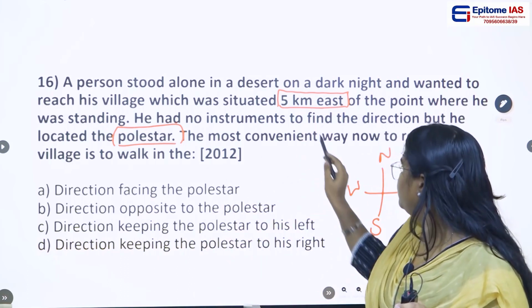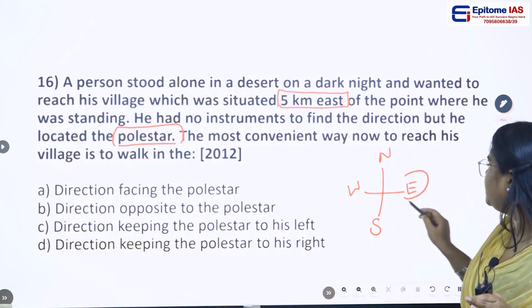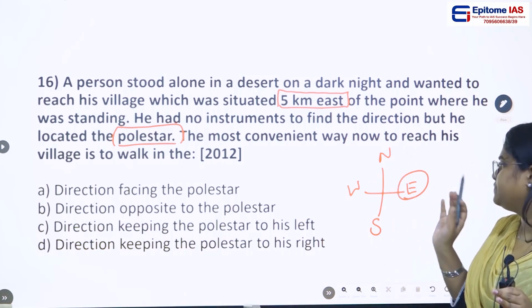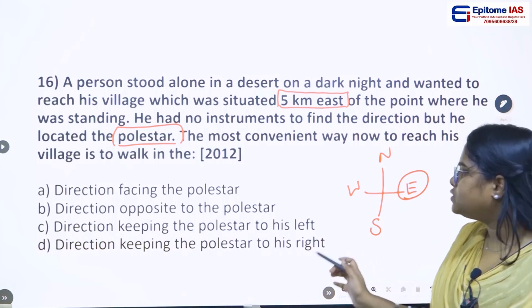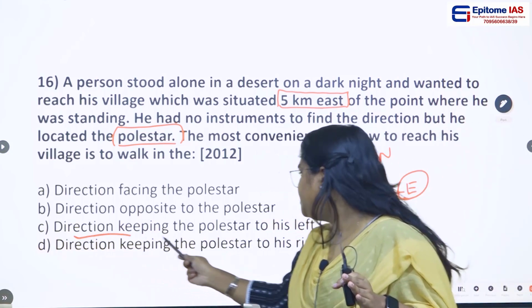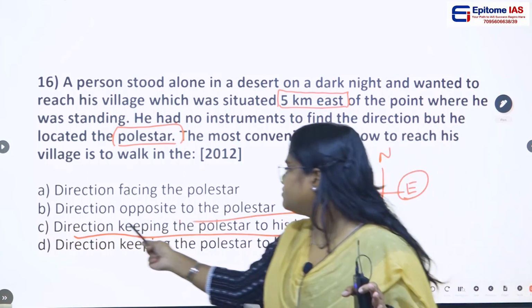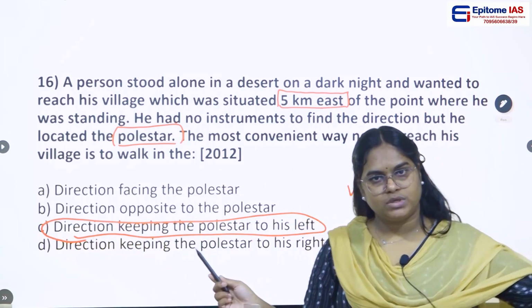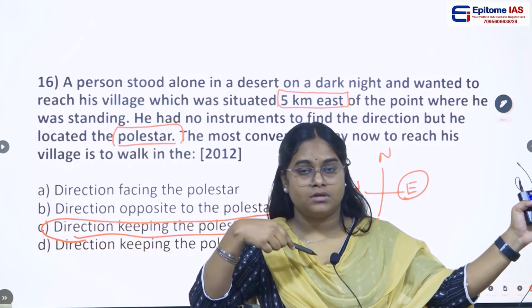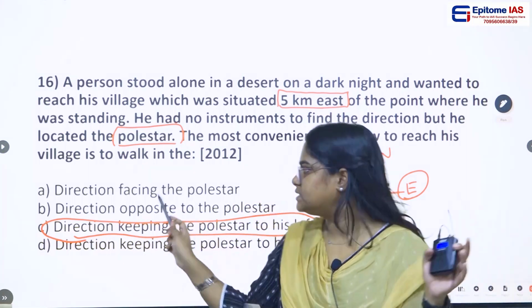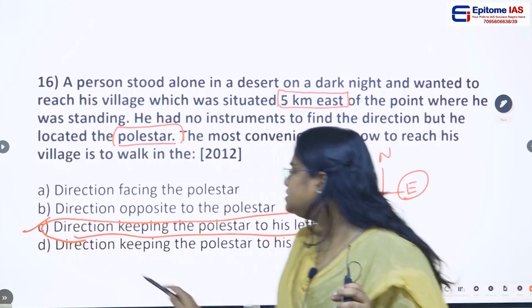So if I move towards my left, I will be reaching my village after 5 kilometers. So the correct answer would be the direction keeping the poles at his left. We should be moving towards the left while facing the north, that pole star. So this is the correct answer. The correct answer is C.